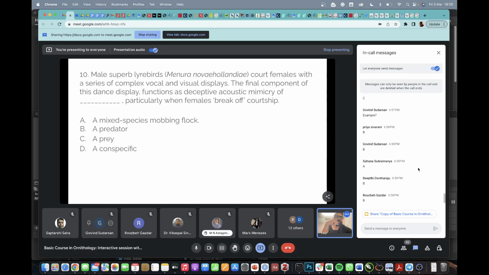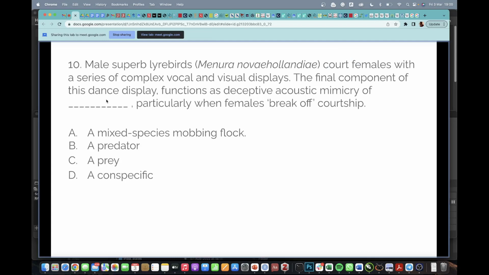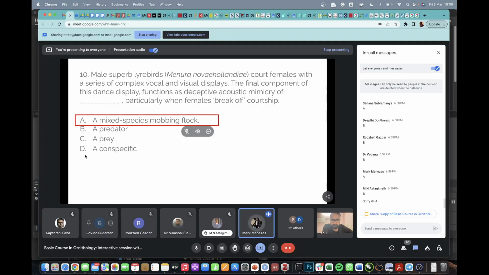Most of you have answered B. Some of you have answered A. Can I take a crack at the explanation? Yeah, sorry, go ahead. I guess the goal is to continue courtship. So it can't be a predator because that would scare the bird away instead of keeping it in play. So that's why it has to be a mobbing flock.